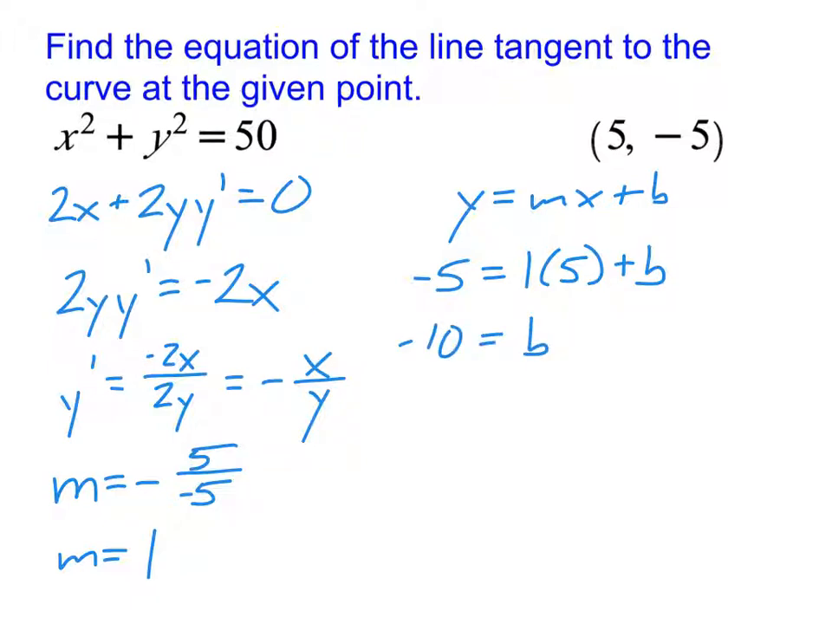And now that I know that, I know my equation of the tangent line. Because it has to be y equals 1x, which of course is just x, minus the b, which was 10. Well, plus b, which was negative 10. So we got y equals x minus 10. That's the equation of the tangent line. It's just going to touch this circle right at 5, negative 5.